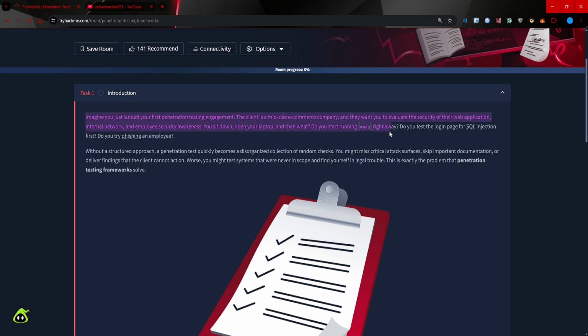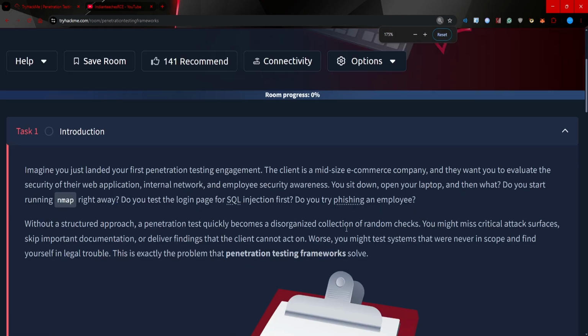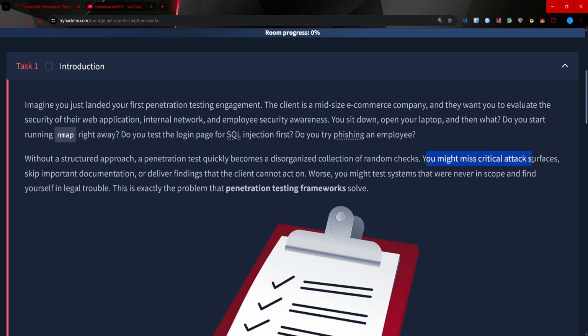Do you start running Nmap right away? Do you test the login page for SQL injection first? Do you try phishing an employee? Without a structured approach, a penetration test quickly becomes a disorganized collection of random checks. Wait, let me zoom in. Yes. You might miss critical attack surface, skip important documentation, or deliver findings that the client cannot act on. Worse, you might test systems that were never in scope and find yourself in legal trouble. Oh shit. This is exactly the problem penetration testing frameworks solve.